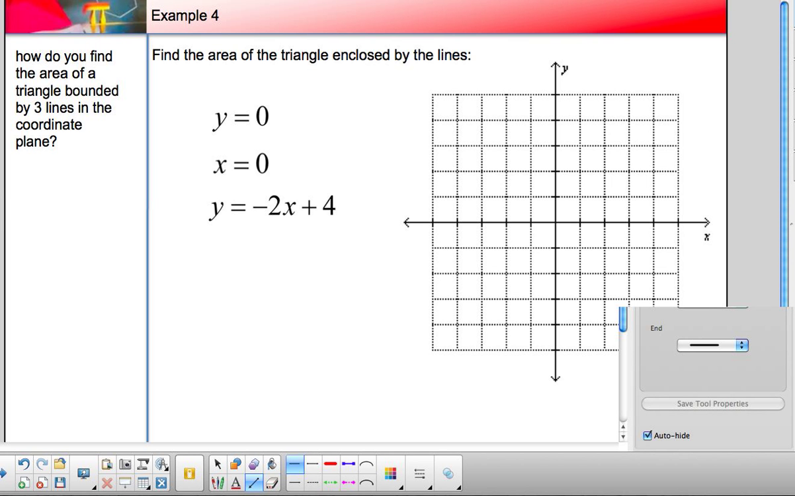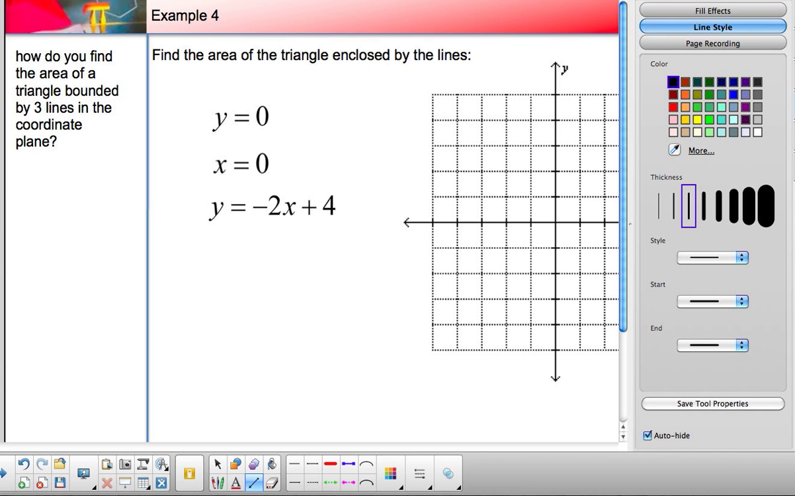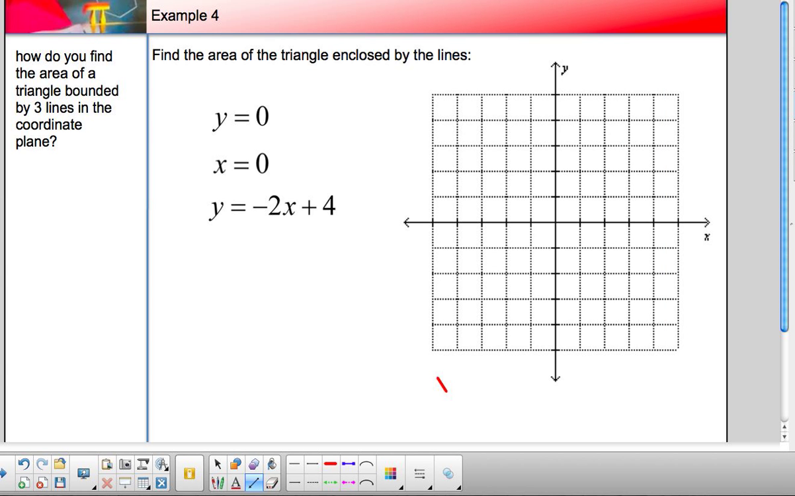Of course, we've got to graph those lines first. Remember y equals 0 and x equals 0 are really like horizontal and vertical lines. So y equals 0 is right here along the x-axis. X equals 0 is actually along the y-axis because the x-coordinate is 0 everywhere. And y equals negative 2x plus 4 has a y-intercept of 4 and a slope of negative 2. So down 2 over 1, down 2 over 1. It's going to make that line look like this.